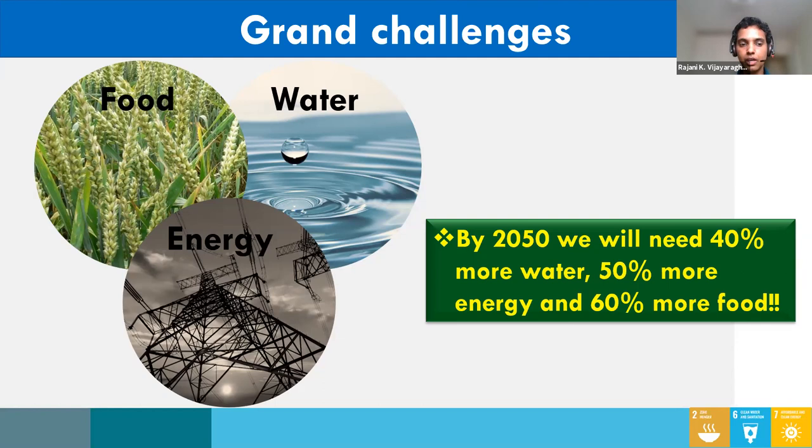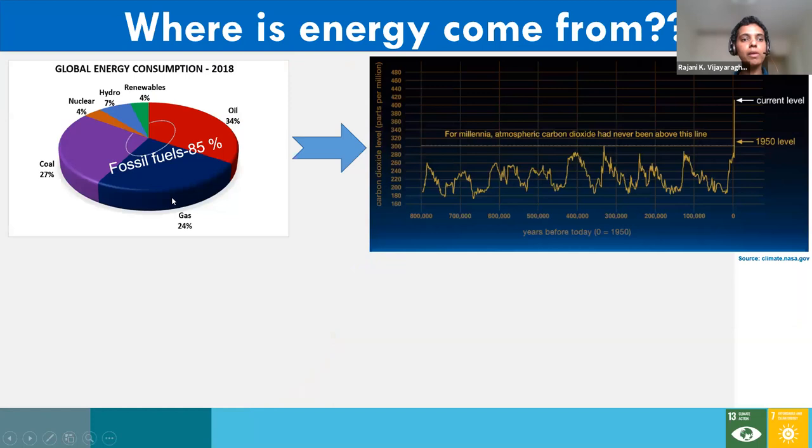Recent research found that by 2050, we will need 40% more water, 50% more energy, and 60% more food. Now, if you look at the big picture, this is global energy consumption in 2018. More than 85% of global energy consumption is from carbon dioxide emitting fossil fuels, and only nearly 4% is from carbon-free renewable energy. And we know that carbon dioxide is a greenhouse gas.